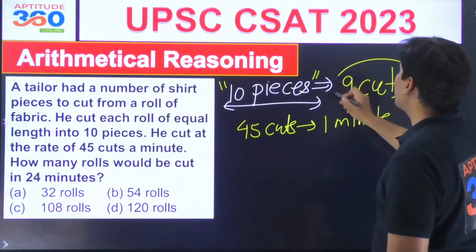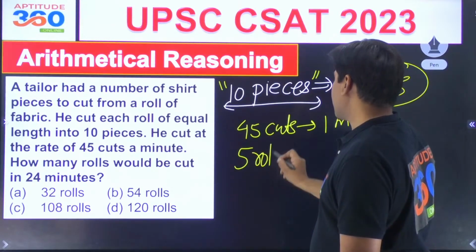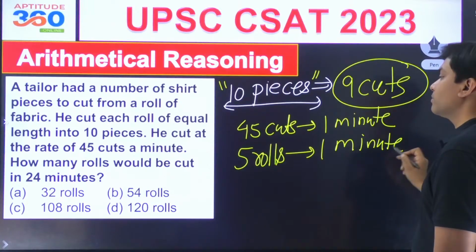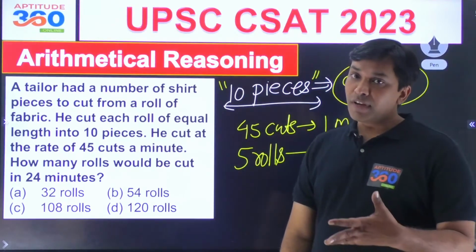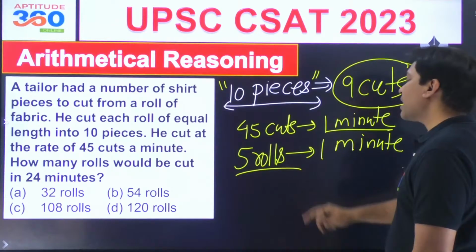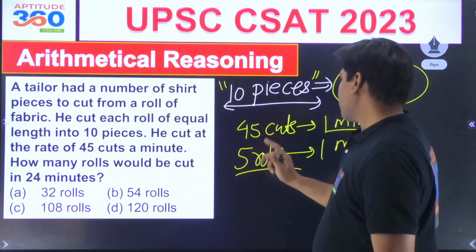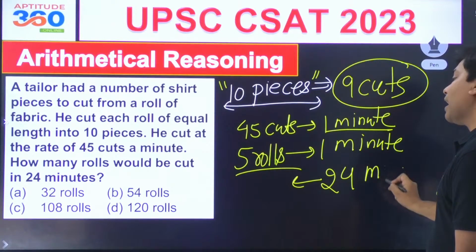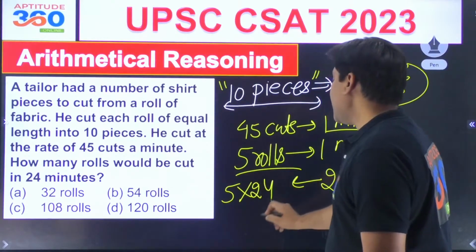So 9 cuts is equal to 1 roll. So 45 cuts is equal to what? 5 rolls. Do you understand this? 5 rolls, 1 minute. तो 45 का मतलब क्या हो गया हमारे को? अगर हमने 45 कट लगाए 1 मिनट में, तो 1 मिनट में कितने रोल हमने निपटा दिए? 5 रोल निपटा दिए, क्योंकि 9 cuts is equal to 1 roll, so 45 cuts is equal to 5 rolls. Now, कितने मिनट में आपको करना है ये काम? 24 मिनट्स तक करना है. How many rolls are going to be there? 5 into 24. The answer is going to be 120.